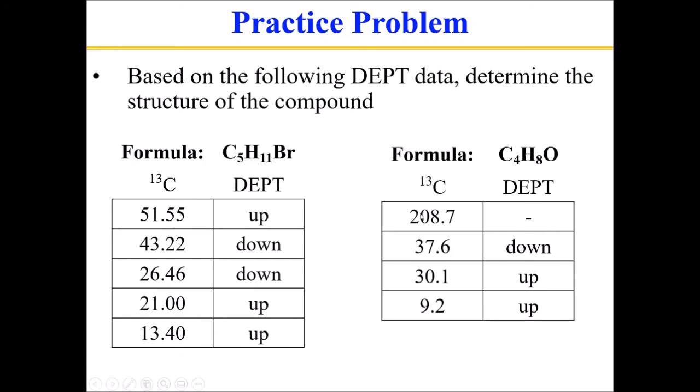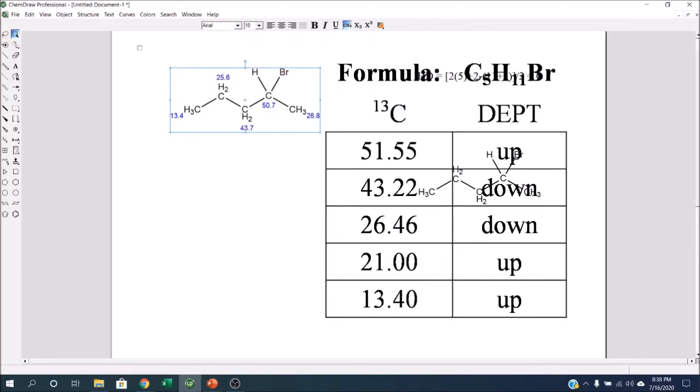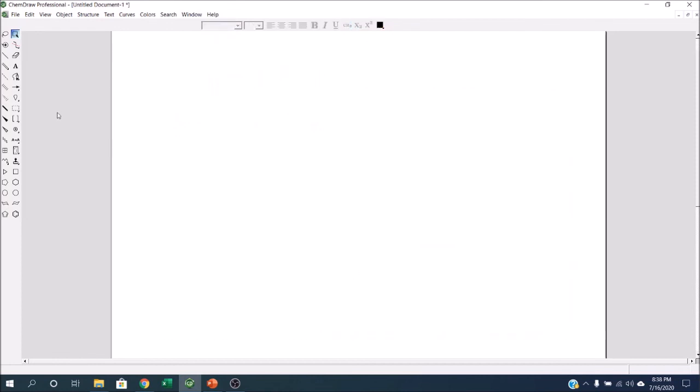This C13 NMR peak right here tells me that I have either an aldehyde or a ketone. That aldehyde or ketone, let's go ahead and go back to ChemDraw. Aldehydes and ketones are going to produce different DEPT readings. The definition of a ketone is that it is a carbon that is connected to two other carbons. That's how we define ketones. So we're going to have a carbon over here if it's a ketone, whereas if it's an aldehyde, then one of these will be a hydrogen.